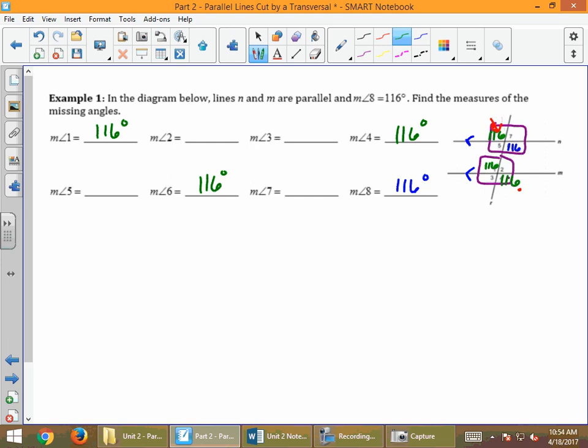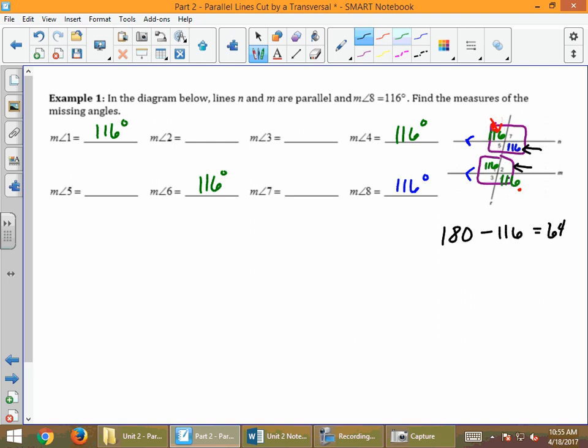Well, we can find angle 2 because angle 8 and angle 2 are same side interior angles. They're both inside and on the same side of the transversal. And we just said same side interior angles are supplementary, which means they add to 180. We want to figure out angle 2. You can do 180 minus 116. And that gives us 64.